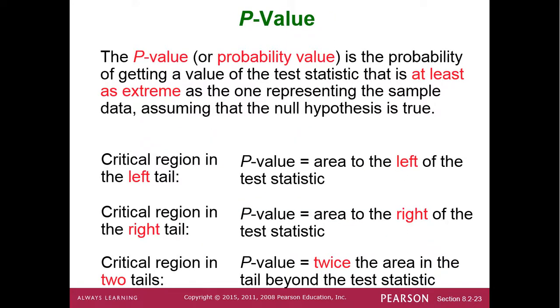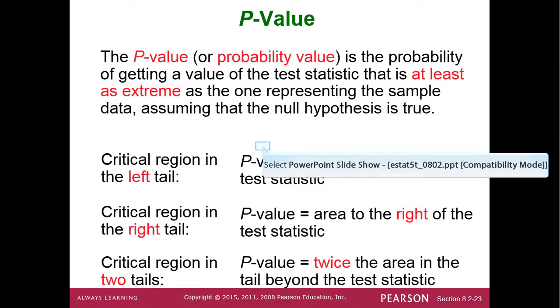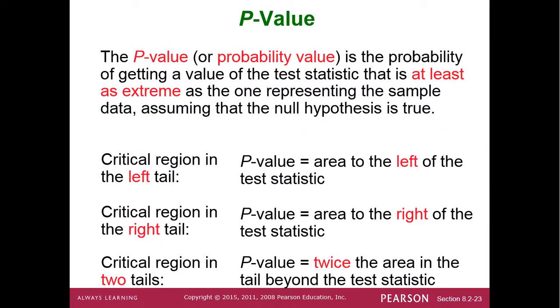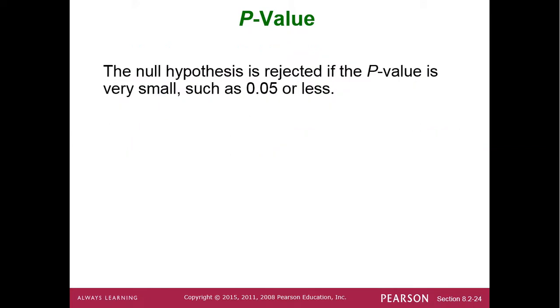Now, our software will be helping us compute what's called the P-value, which is short for probability value. That's the probability of getting a value of your test statistic that's at least as extreme as the one you got with your sample data. In other words, what's the probability that if you sampled the same population again, you would get results at least that extreme, or even more extreme than what you determined?